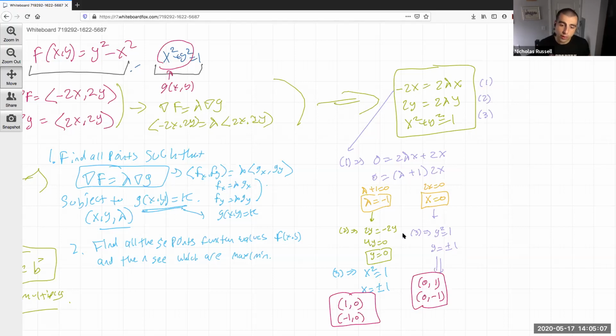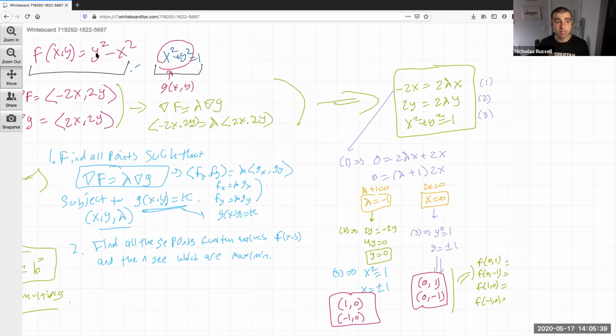So now, with this in mind, the next step is we're going to plug all of these points into my function that I want to maximize, which is f. And we're going to find out which ones are maximal and which ones are minimal. That's my answer. So we plug in f(0, 1), f(0, -1), f(1, 0), and f(-1, 0).